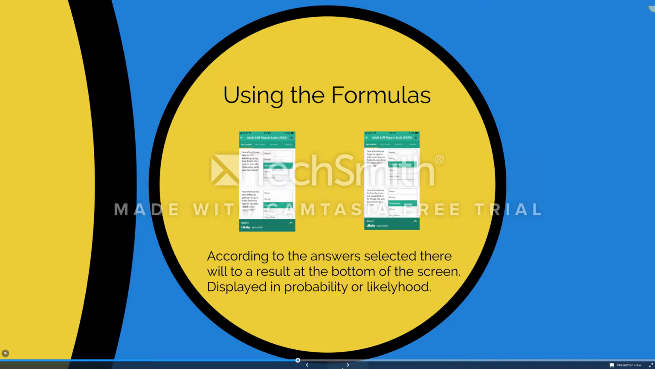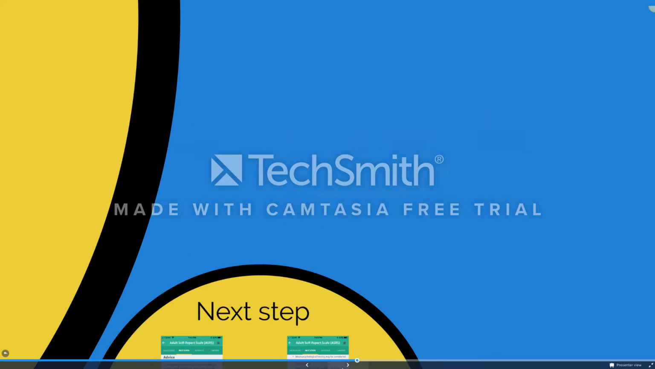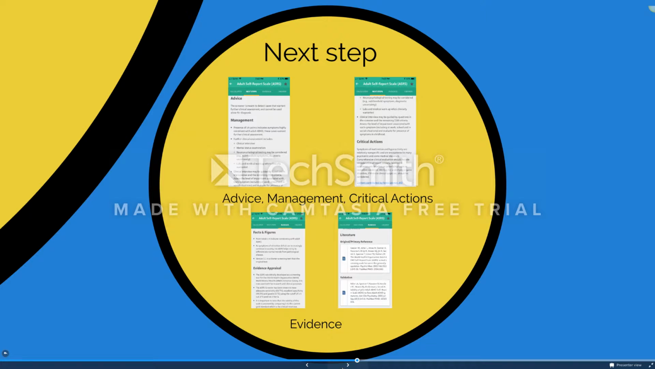Once you get through all of the questions, at the very bottom, it will have the results. It will tell you your likelihood or your percentage of having the certain diagnosis. So once you have gone through the steps with your patient and figured out the likelihood of your patient having this diagnosis, you can go to the next step.